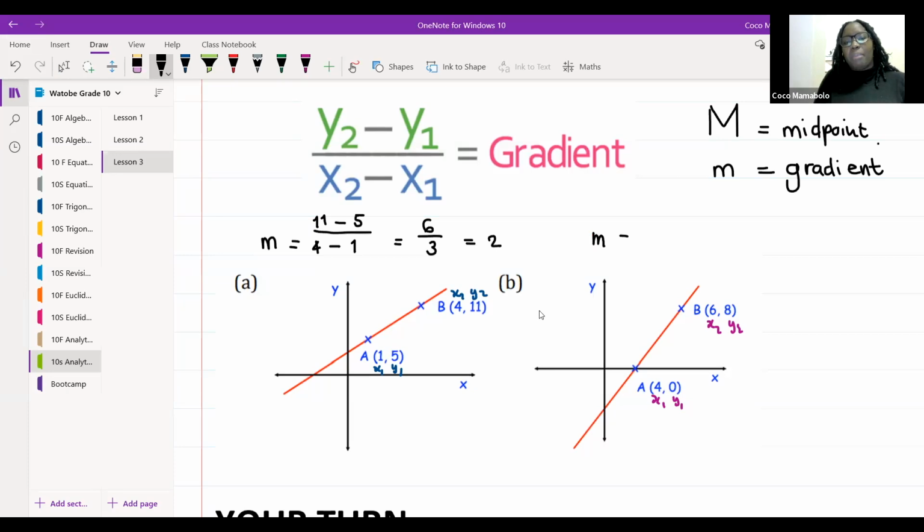So we're just going to go m is equal to Y2, which is 8, minus Y1, which is 0, over X2, which is 6, minus X1, which is 4. That's going to give me 8 over 2. Therefore, my gradient will be equal to 4.